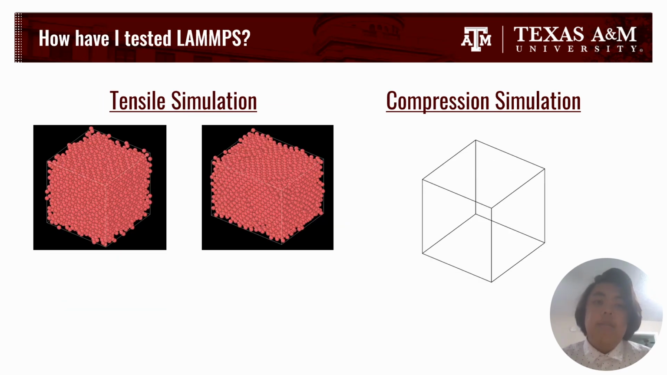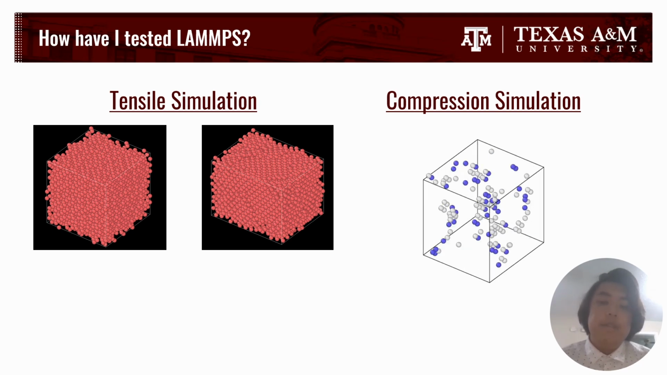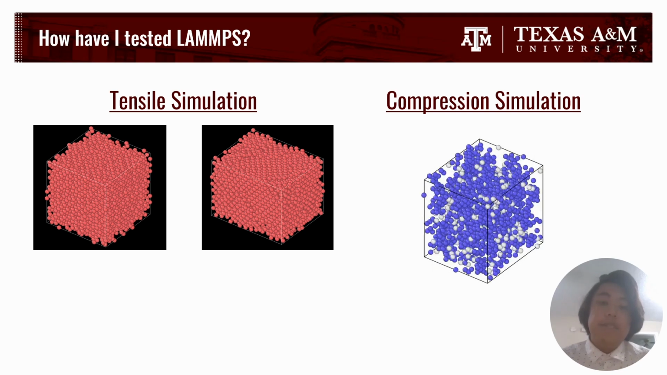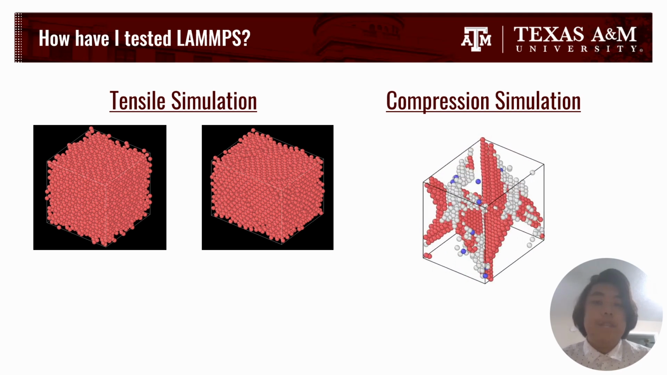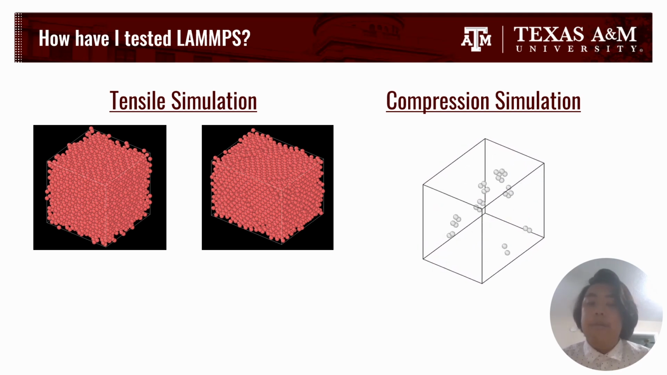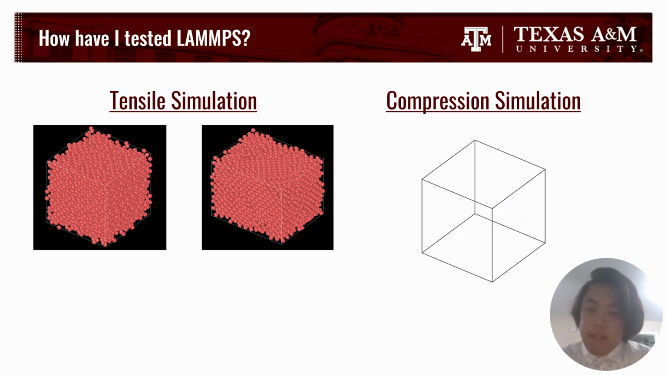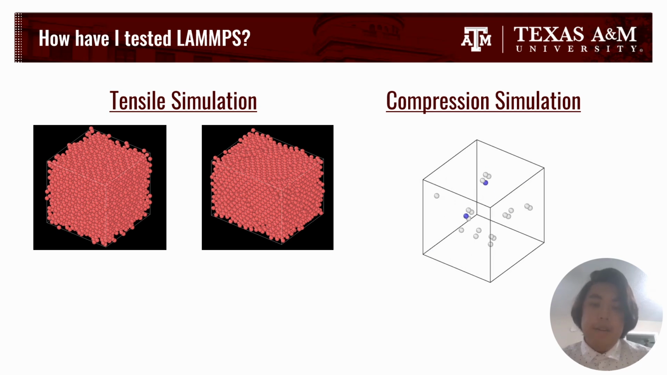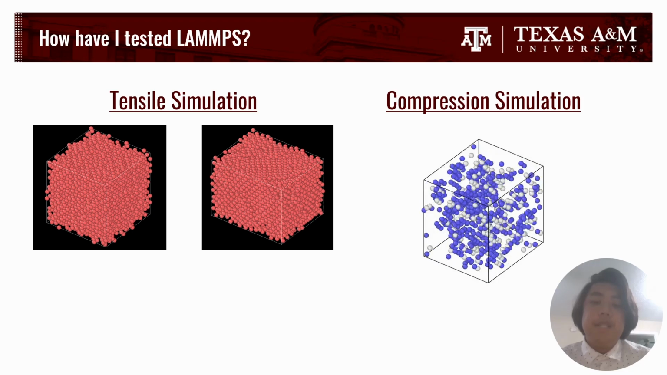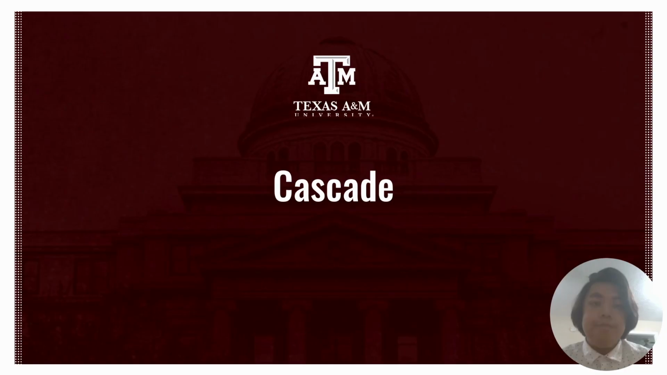Then how did I first test LAMMPS? I first used tensile and compression examples with aluminum at 300 Kelvin. The first two images on the left side show the atomic structure before and after tension, which doesn't seem like much has happened. But if you look at the compression example and remove the FCC lattice points, we can see the development of defects. You can see the development of the planes, as well as how compression affects the material. And in the future, we can see how radiation affects the material.